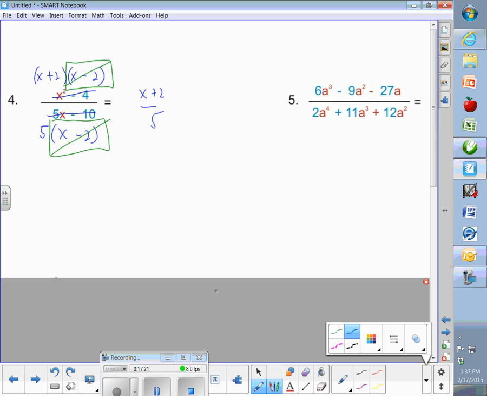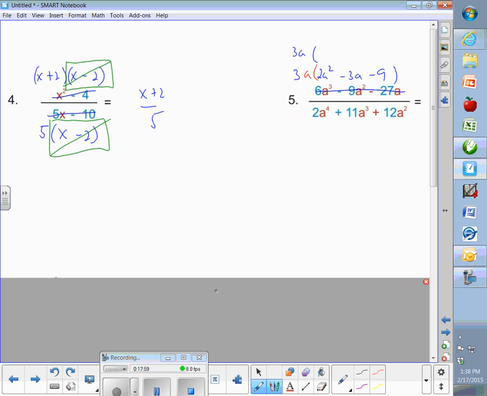All right, look at number 5. So number 5, we got a lot here. You look at the top, and we've got a common 3 we can get out, and a common a we can get out. So what's left? 2a squared minus 3a minus 9. Okay, that's what that has become. Do not skip this step. It's very important. Now I can further factor the trinomial by trial and error.